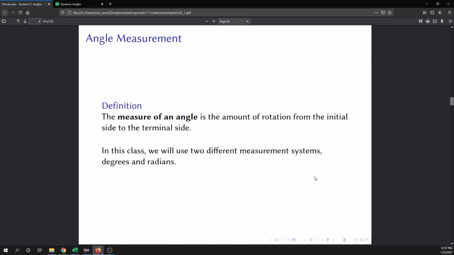All right, so the first thing we want to talk about is measuring angles. The measure of an angle is a measure of the amount of rotation from the initial side to the terminal side. So how much did the terminal side have to rotate from the initial side to form the angle? All right, so in our class, we're going to use two different systems: degrees, which is pretty standard and the most common one that people use in practice, and then radians, which is another very common one as well, and one that is used in a lot of applications.